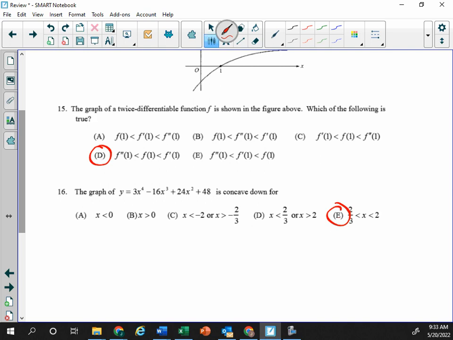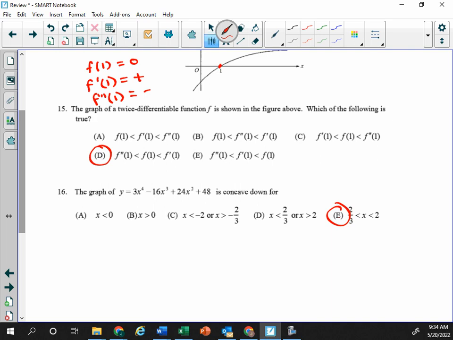Did you guys get 15? It's just really slow down, think through exactly what you know. What is the original? What is the first derivative? What is the second derivative? What are those things telling you? Because it's like f of 1, well, that's 0. F prime of 1, it's increasing, so it'd have to be positive. F double prime of 1, it's concave down, so we know that's negative. Well, that graph is kind of key.